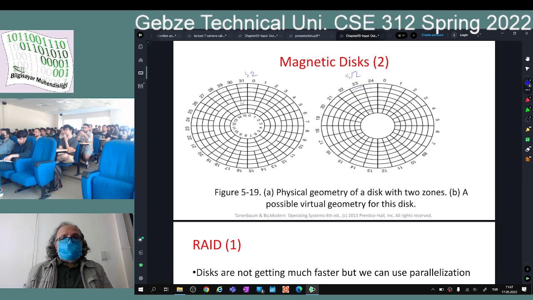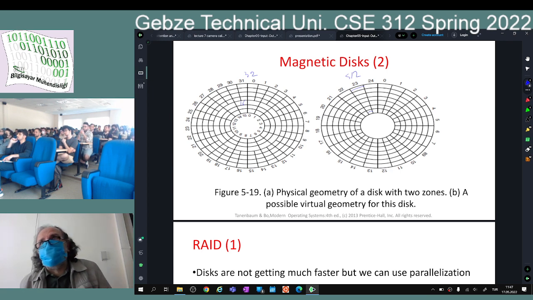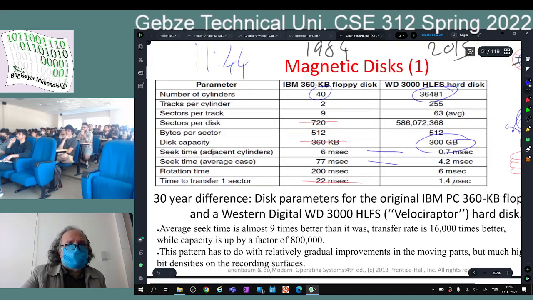Okay, so the disks are part of our life, computer systems life, mechanical disks. We like them because they are reliable. We know how they work. They have problems, but we found solutions to those problems. One thing that we cannot solve, kind of, is this mechanical stuff, this rotation time.